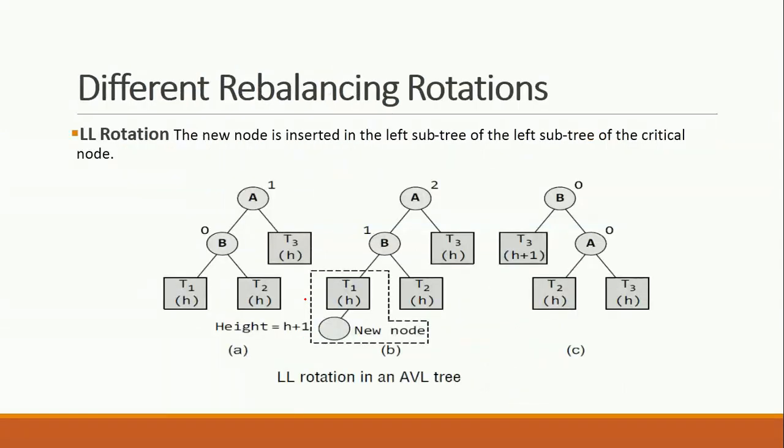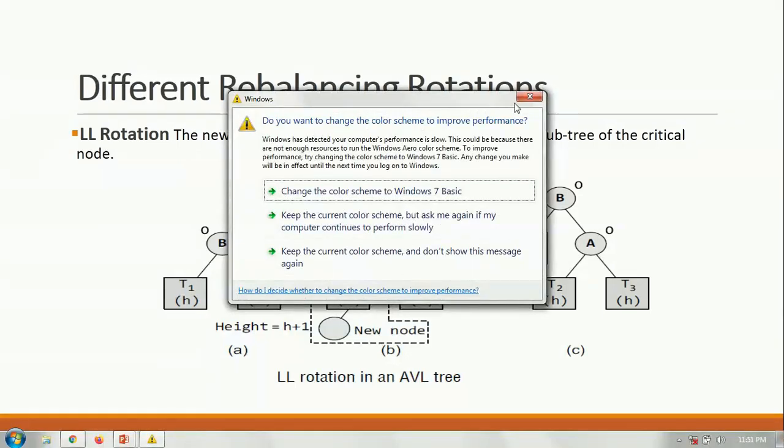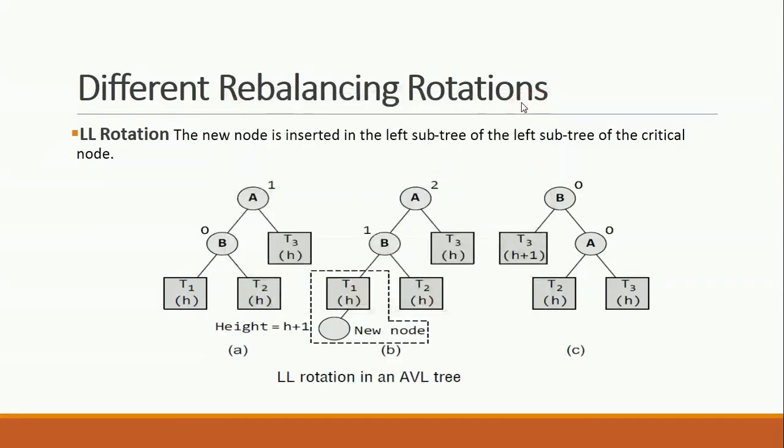So we will see some of the different rebalancing rotations here. First we will understand the 4 rotations that we have, and then we will take some examples to solve this problem. Now first, what is an LL rotation? The new node is inserted in the left subtree of the critical node. What it means is, see here, this insertion will be done in the left.